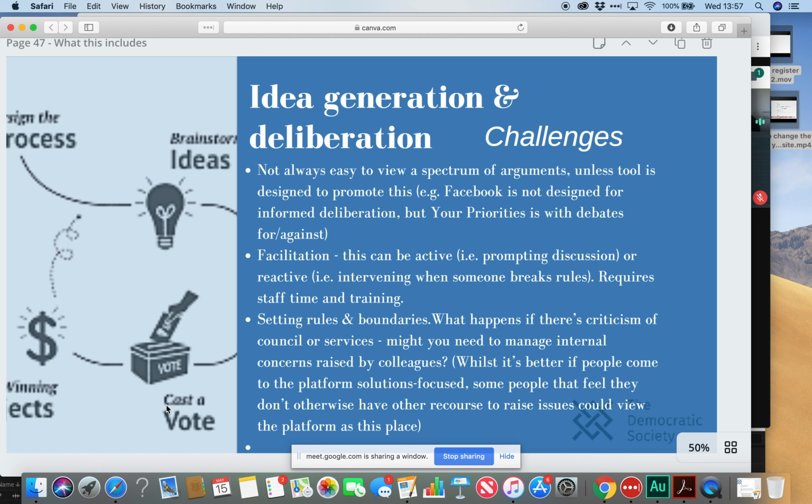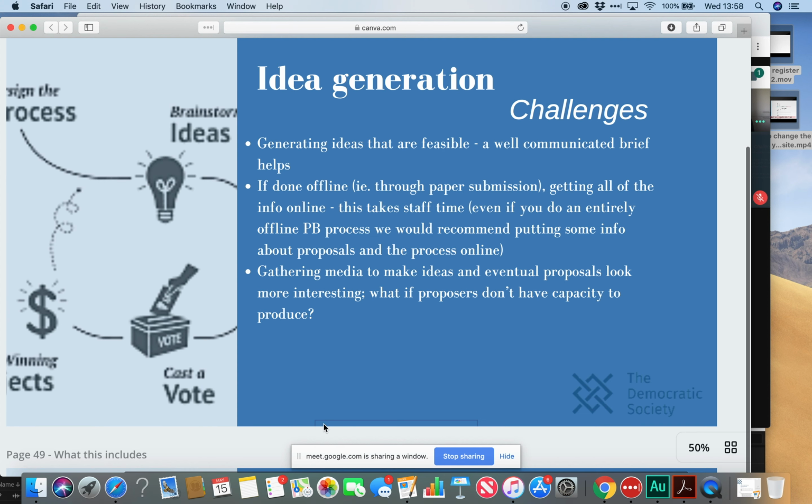So what happens if there's criticism of council or services? It's good to have guidelines to get people to, you know, we expect people to participate in this way. It's about benefiting their community. That's what it's for. You might need to manage internal concerns raised by colleagues. So whilst it's better if people come to the platform with a solutions focus, some people feel that they might use the platform to complain or raise other issues, and it's something that you need to put in the guidelines.